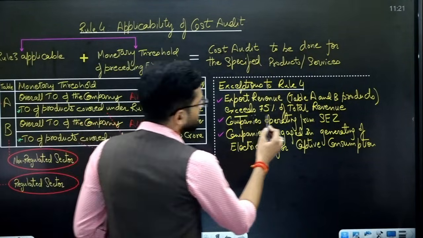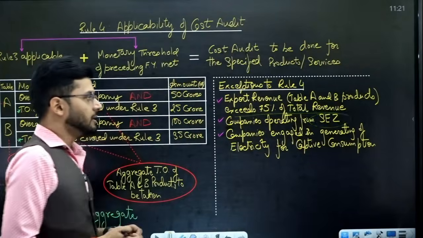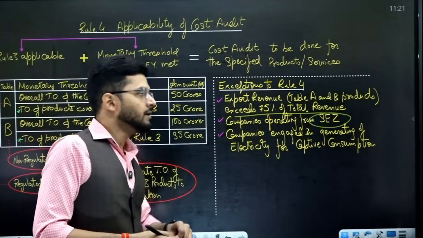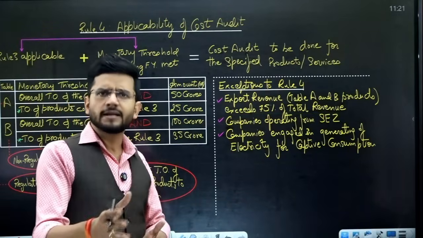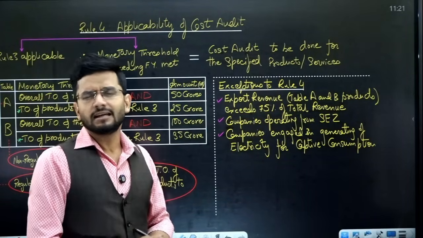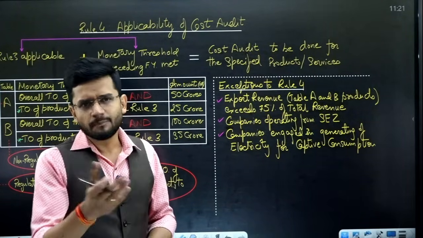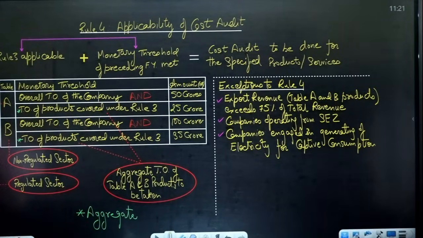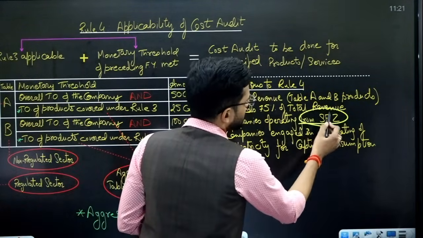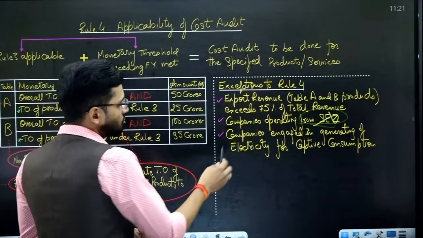Okay. So yes, the second one is companies operating from SEZ. If a company is operating from a special economic zone, then again cost audit is not applicable on those companies. Special economic zones are anyways exempt from many things. They are almost treated as export houses, export units. So companies operating from SEZ are again covered under exception to rule 4.